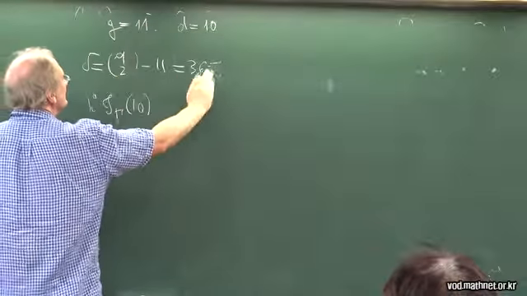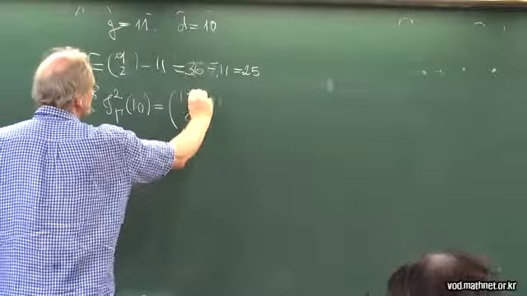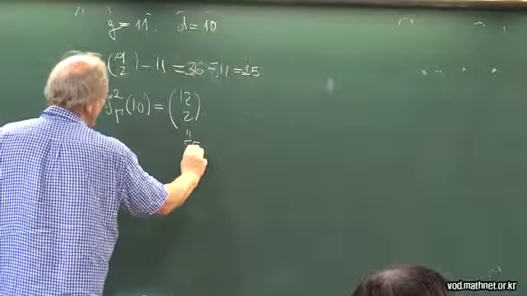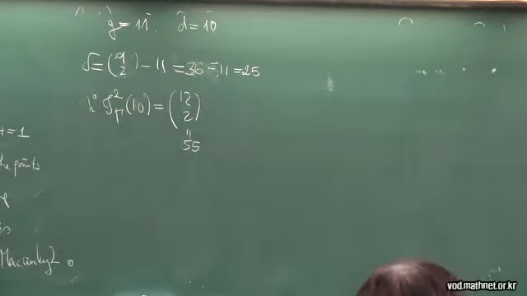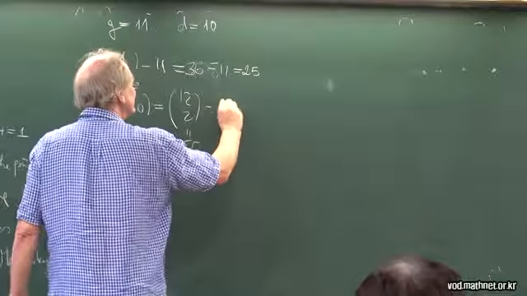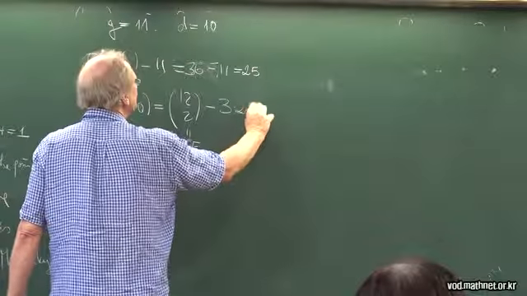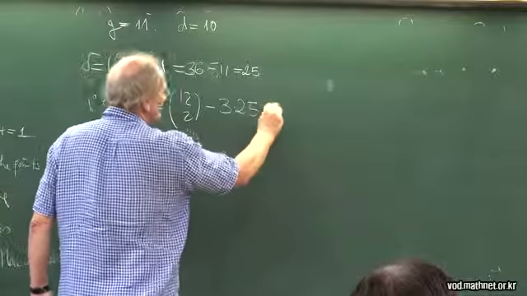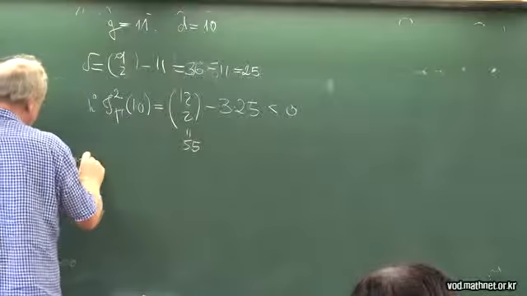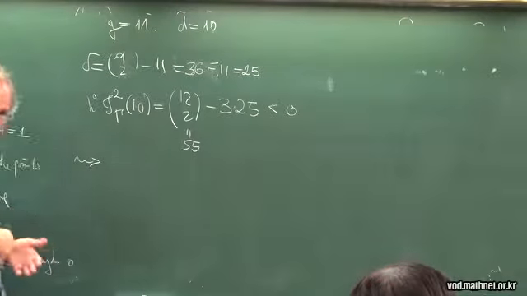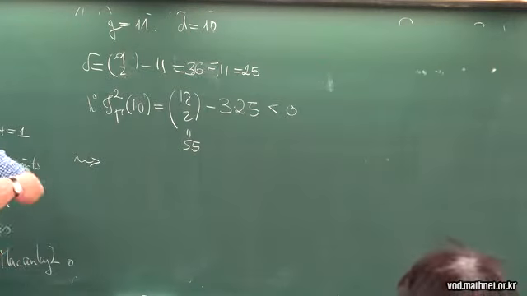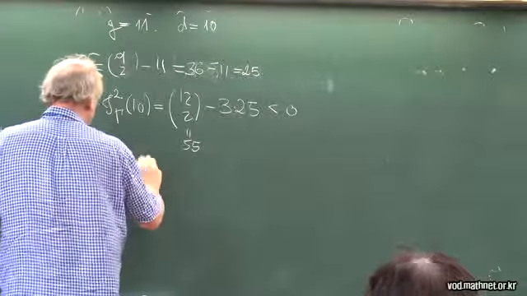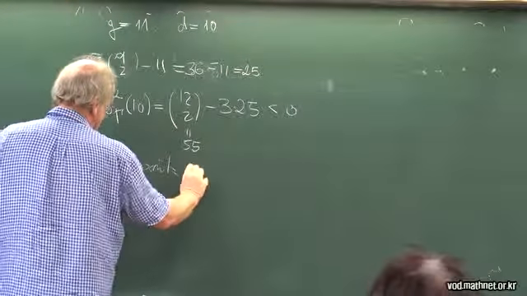Now I have to compute the expected dimension of this. It's 12 choose 2, which was 55, minus 3 times 25, and this is negative. So the conclusion, and you can check this by example, is that the points have to be in special position.